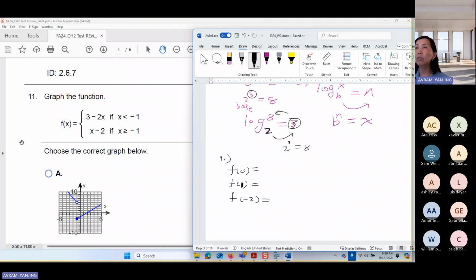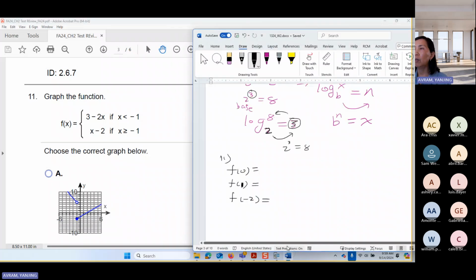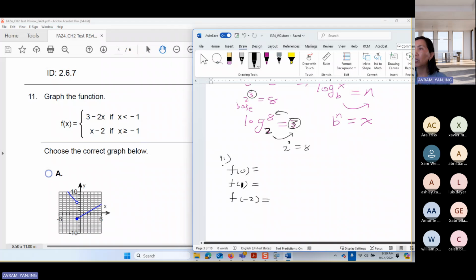You have to look at which function to use, the first piece or the second piece for f of 0. So you want to look at the domain for 0. Is 0 less than -1? No, so you want to use the second one, because 0 is greater than or equal to -1. So we use x minus 2, and replace x by 0. That would be -2.